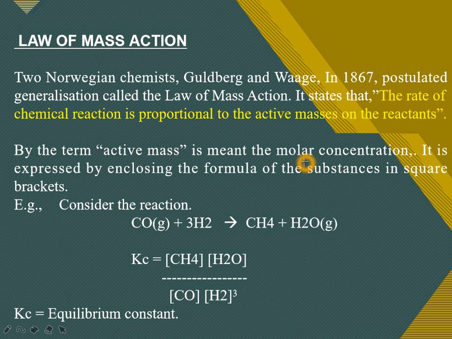This can be easily explained by the reaction CO, carbon monoxide, reacting with 3H2 to give CH4, methane, plus water. Here, according to the law of mass action, we can write Kc, the equilibrium constant, as the concentration of CH4 times the concentration of H2O divided by the concentration of CO times the concentration of H2 raised to 3. That is, the rate of chemical reaction is proportional to the active masses of the reactants, and here Kc is the equilibrium constant.